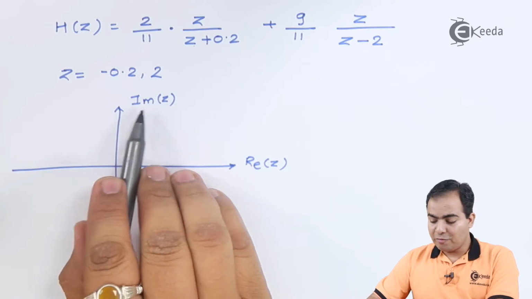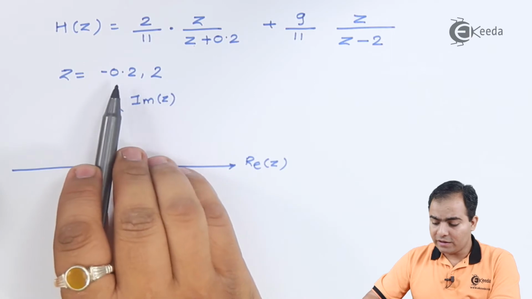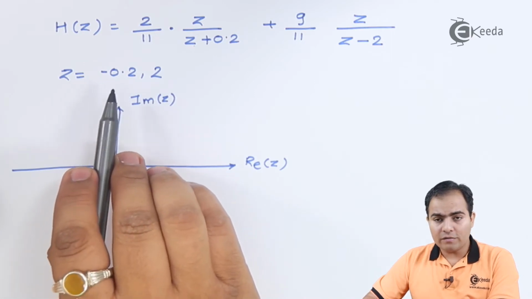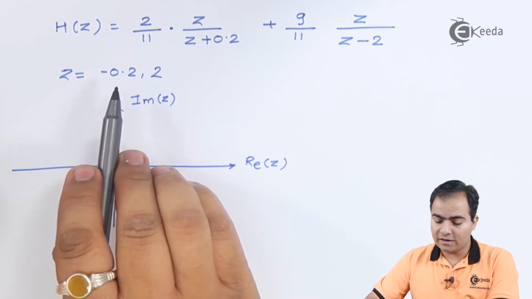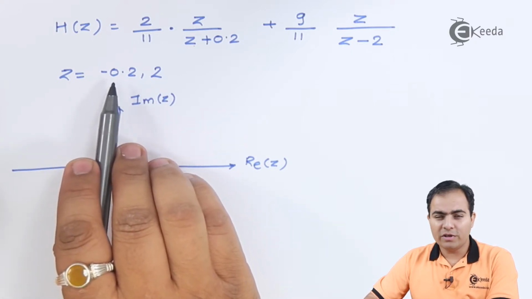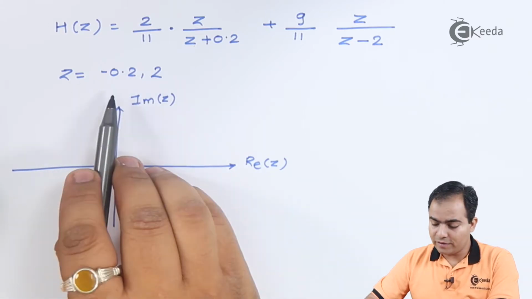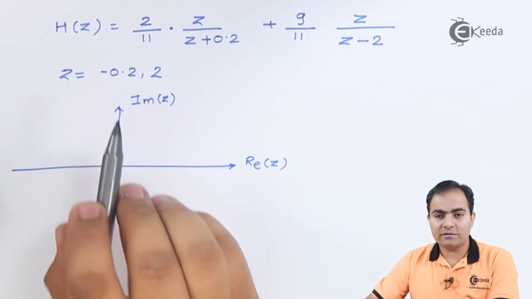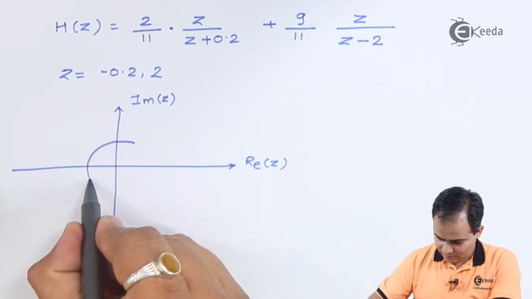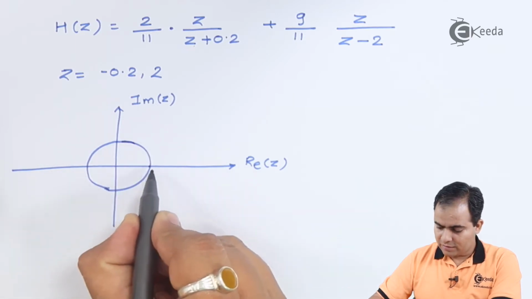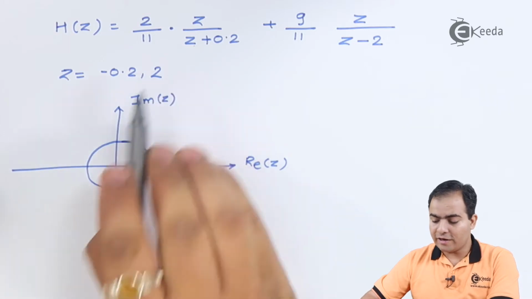On the y-axis I have written the imaginary part of z, and on the x-axis the real part of z. Now here in the z transform we will always plot the pole value with the help of a circle. So here we have minus 0.2. Basically we always take the mod z value, so we will plot a circle of 0.2 radius. Let's say this is the one pole. Now the second pole is at 2.